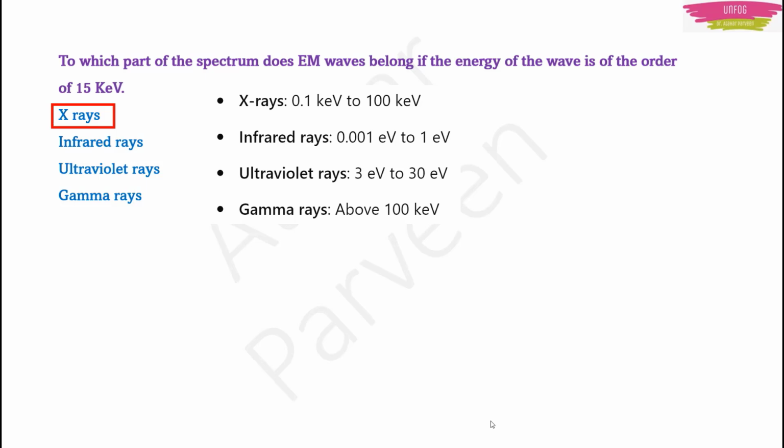In case they give you something else which is less than 1 eV, then you would say it is infrared rays. If they had asked about energy which is less than 30 eV but more than 3 eV, then you can say it is ultraviolet rays. If energy is more than 100 keV, then obviously your answer will be gamma rays. So this is a safer thing to remember.